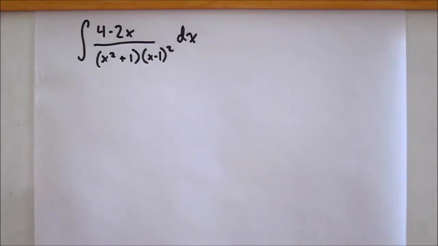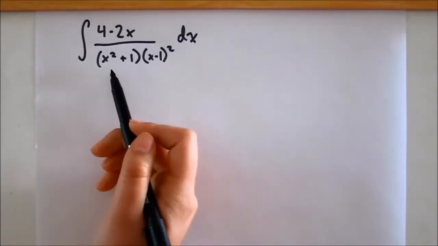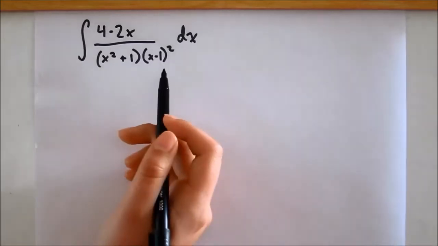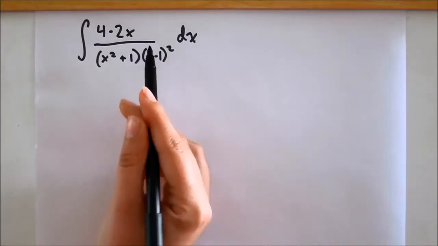Okay, so next we're going to use partial fraction decomposition on a slightly harder problem. So say you're given the integral of (4 minus 2x) over (x squared plus 1) times (x minus 1) squared. As you can see, in the denominator we have this quadratic that we can't factor any further, and then we have x minus 1 raised to the second power.